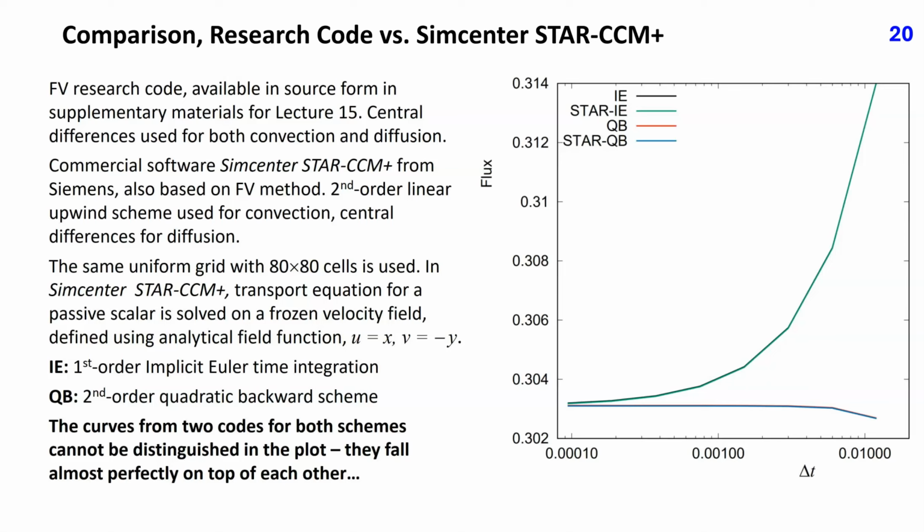In SimCenter STAR-CCM+ transport equation for a passive scalar is solved on a frozen velocity field defined using an analytical field function u equals x and v equals minus y. The figure shows the flux of phi through the west boundary at t equals 0.12 seconds computed with 2 integration schemes and various time steps. IE denotes the first order implicit Euler scheme and QB denotes the second order quadratic backward scheme. The curves from 2 codes for both schemes cannot be distinguished in the plot. They fall almost perfectly on top of each other.